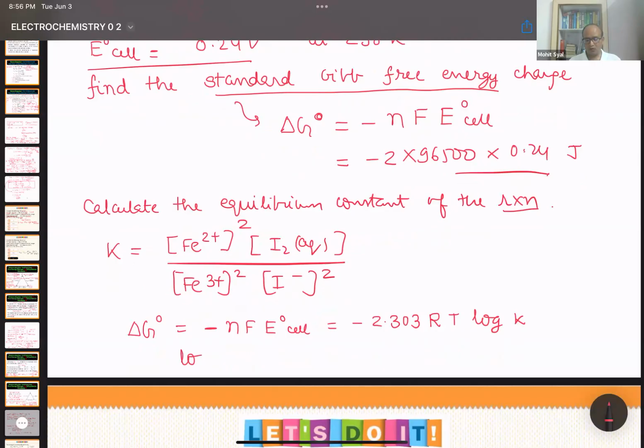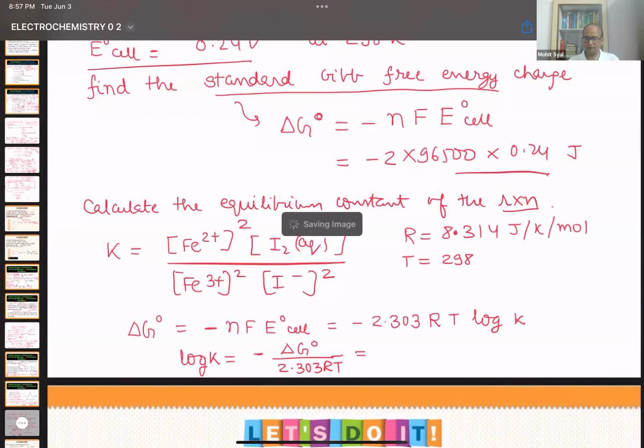So log of K is going to be minus delta G naught by 2.303 RT. R is the gas constant. Remember its value. Temperature is 298, normally it is 298. So log of K you can calculate. If E naught is given, delta G naught you can find out. You will put minus nFE naught. Minus minus will get cancelled.